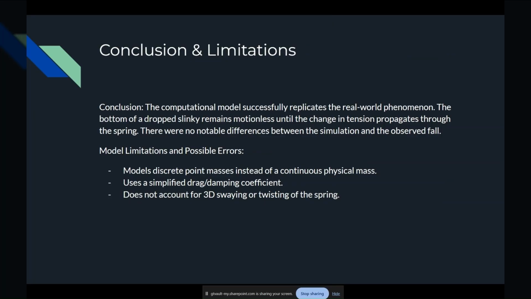But our model did have a couple of limitations. It models discrete point masses instead of continuous physical mass. It also uses a simplified damping coefficient, and it didn't account for the 3D swing of the spring. But despite these limitations, it does serve as an accurate representation of the system's core physics, which does indeed conclude this lab.